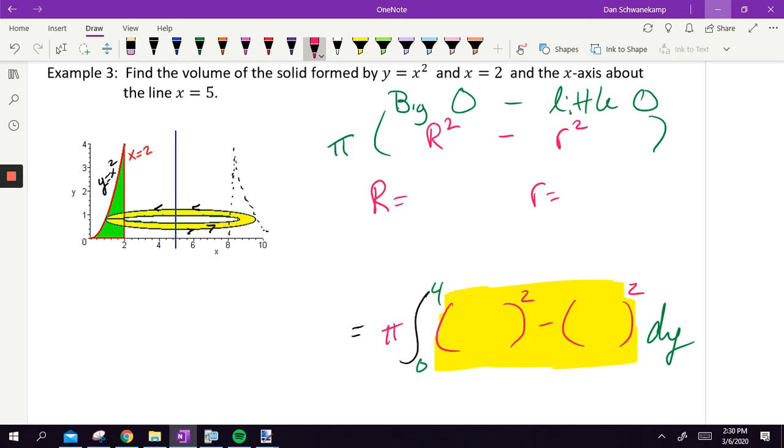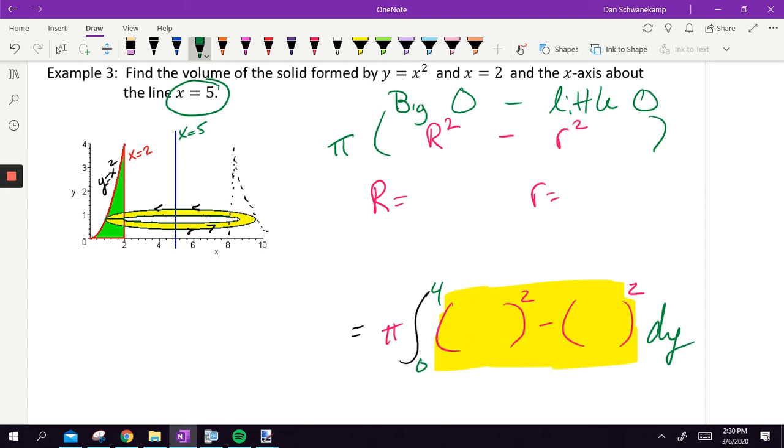So we're rotating, and as we rotate, we're thinking right to left, right to left, right to left. We always have to include the line you're rotating around. So I'm rotating around x equals 5. We said it's a washer. It's big circle minus little circle. So I need to know what my big radius is and my little radius. For both of them, it's going to include 5.